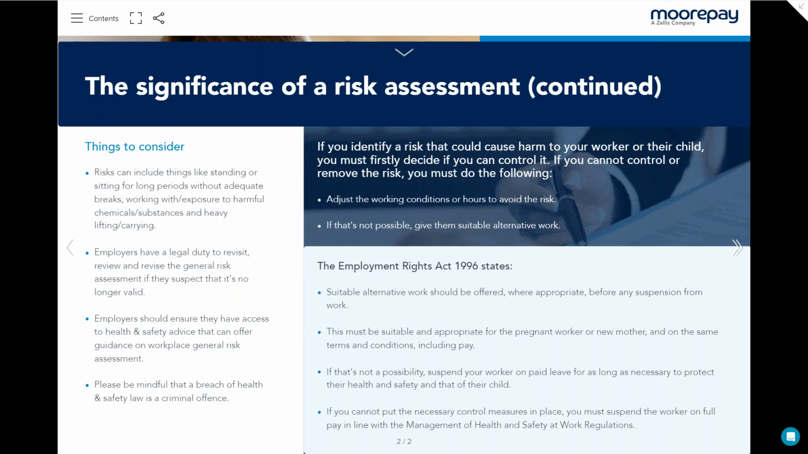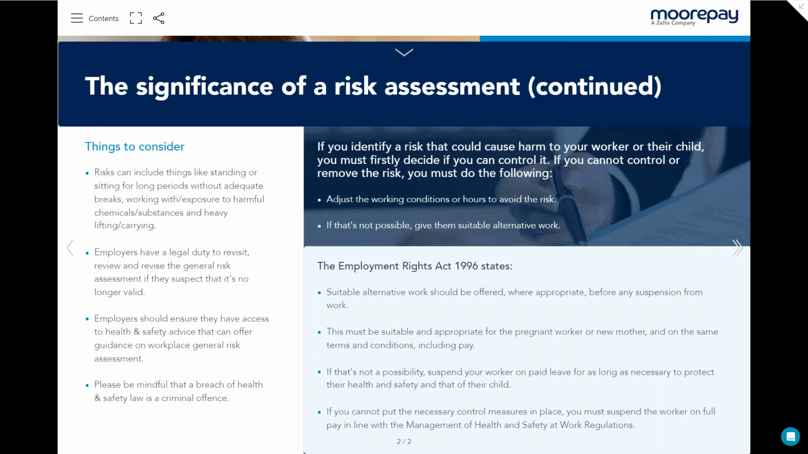We should ensure that they've got access to health and safety advice. Most companies will have a health and safety officer. If you don't have one, I would strongly encourage you to have one, and maybe you look to get some support from us, as we do have a health and safety service. And it's quite important that if we do breach any health and safety obligations, it's not just a tribunal we would be facing, it's potential criminal acts, and that could lead to up to 2 years in prison and unlimited fines for the company. Health and safety, we don't mess with it. It's a very, very serious thing that we need to consider.